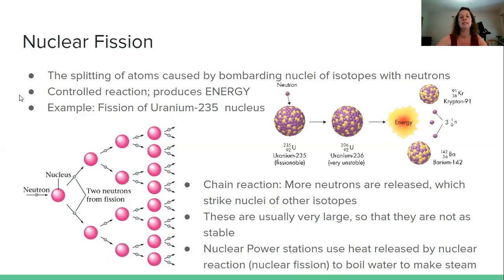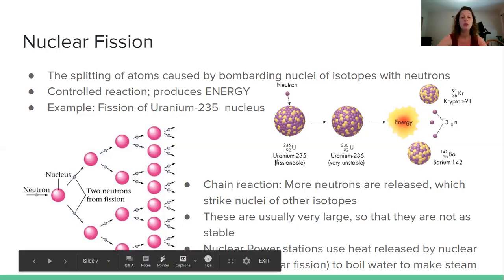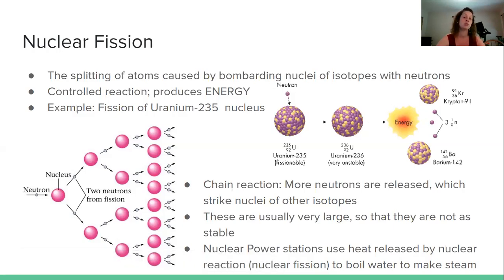An example is the fission of uranium-235, which is right here. So that chain reaction is that more neutrons get released and they strike nuclei of other isotopes. These are usually really large and not as stable types of reactions. Nuclear power stations will use the heat released by nuclear fission to boil water to make steam. And you're going to read a little bit about that during part B.